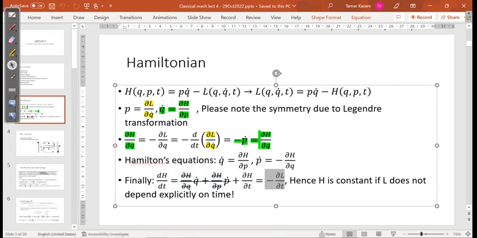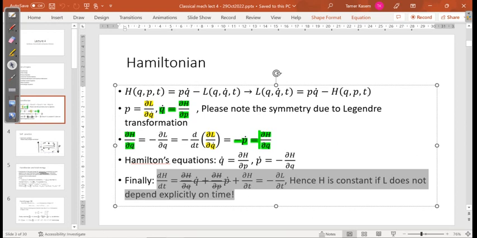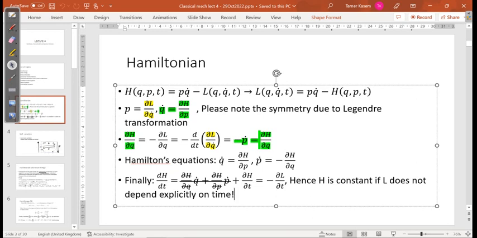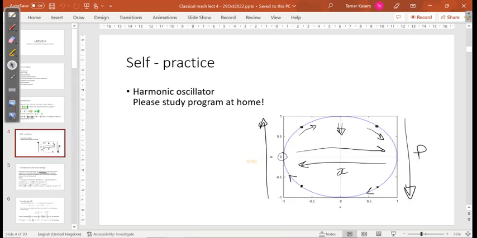Hence, the Hamiltonian is conserved, or is a constant, if the Lagrangian does not depend explicitly on time, or if the Hamiltonian does not depend explicitly on time. So what? This last relation is very important, and it's very helpful to get an insight into the solution of a problem without integrating anything. As a practice, consider the problem of a harmonic oscillator.